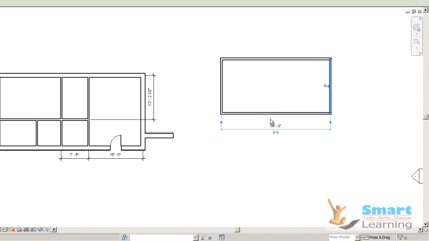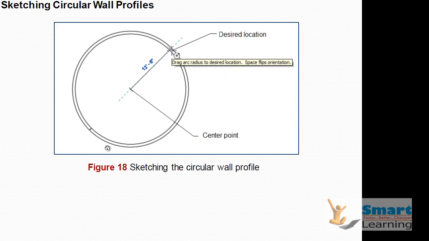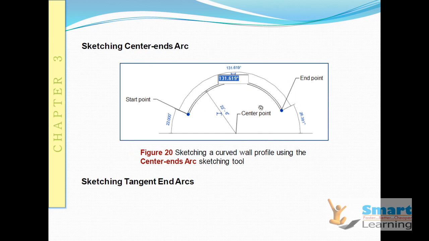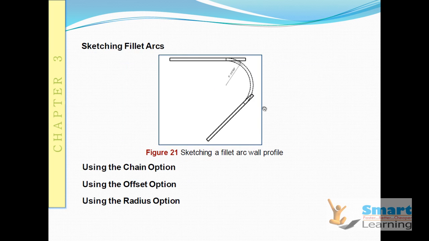In this way, you can position and edit your dimensions. I am just deleting this. After that, you can create the circular wall profile as well, by specifying center line and different other options. You can also create the start and radius arc. Also you can specify the center, draw your arc, and specify the angular distance. You can have the fillet arcs as well. I will show all these options and peripheral controls.